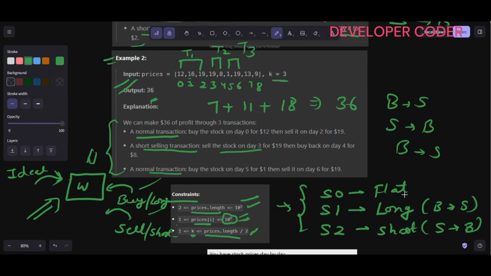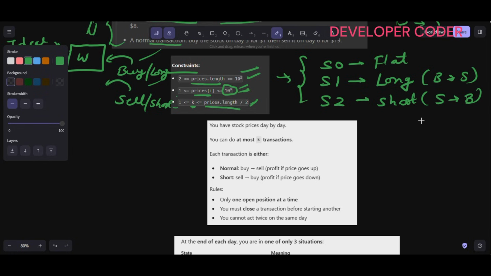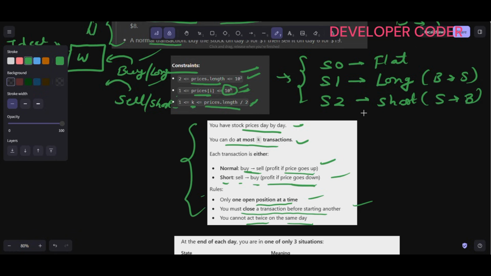Only these three things you can do. So let's discuss these three things, then I will give you the dry run. So you have stock prices day by day. You can do at most k transactions, and each transaction is either normal, buy to sell, profit if prices go up, or short, sell and then buy, profit if prices go down. Rules: only one open position at a time. You must close a transaction before starting another, and you cannot act twice on the same day. So this is nothing but the problem statement. This is what we need to do.